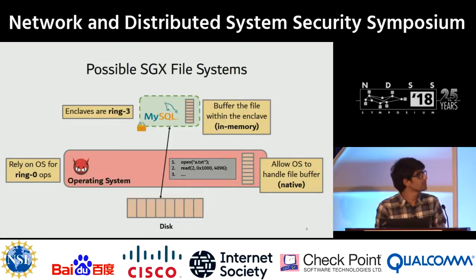So there's been previous work that has shown that you should buffer the complete file, or whatever file contents you're going to use. You initialize them within the enclave and then dump them at the end of the processing back to the disk. This is called the in-memory file system, compared to a native file system. This file system would be amazing. It would be the best possible file system if there weren't side channels within SGX. So let's have a look at how side channels are going to affect the performance of this file system.